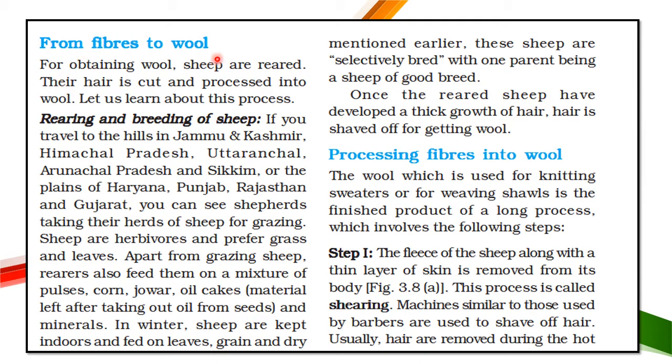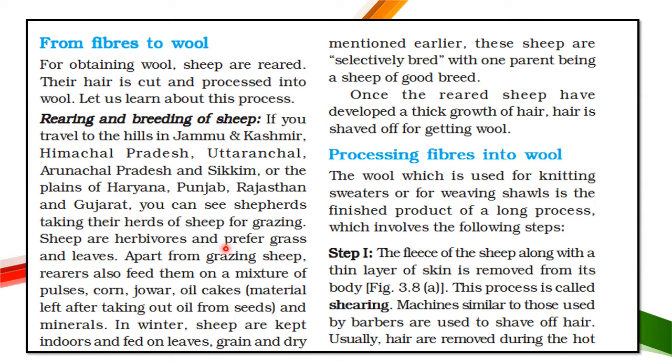From fiber to wool. For obtaining wool, sheep are reared. Their hair is cut and processed into wool. Let us learn about this process. Rearing and breeding of sheep. If you travel to the hills in Jammu and Kashmir, Himachal Pradesh, Uttaranchal, Arunachal Pradesh, and Sikkim, or the plains of Haryana, Punjab, Rajasthan, and Gujarat, you can see shepherds taking their herds of sheep for grazing.